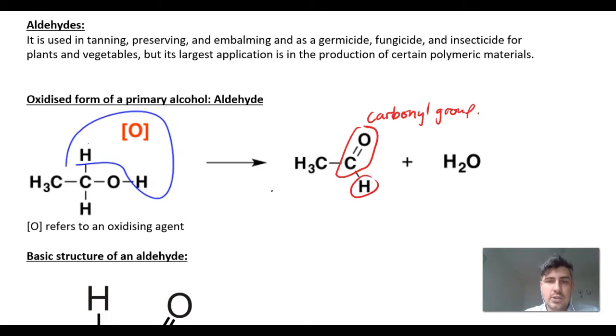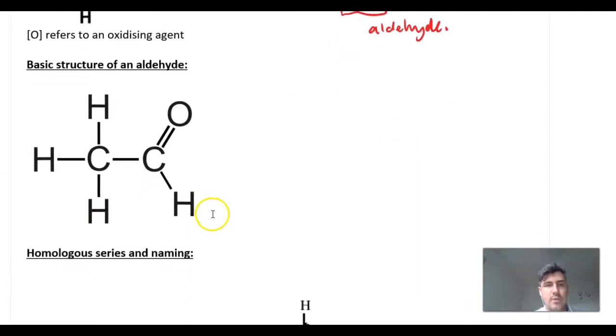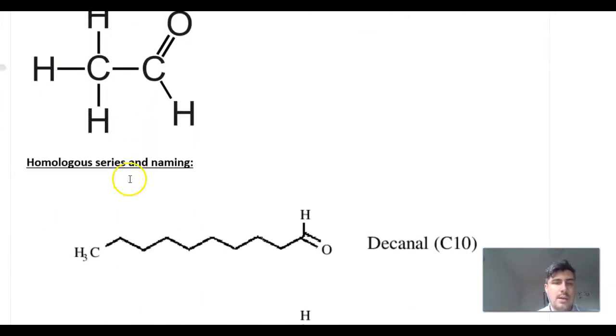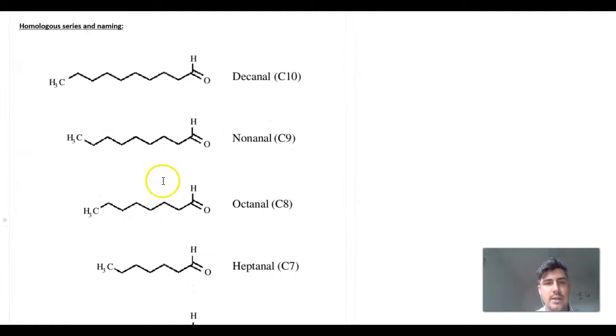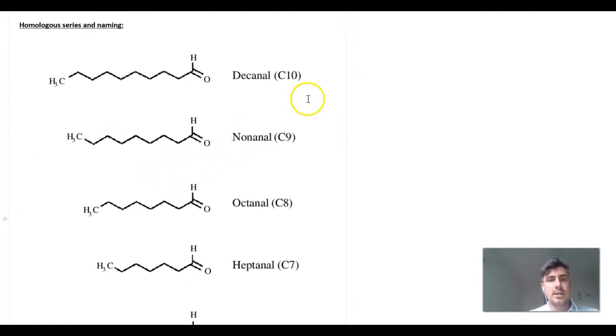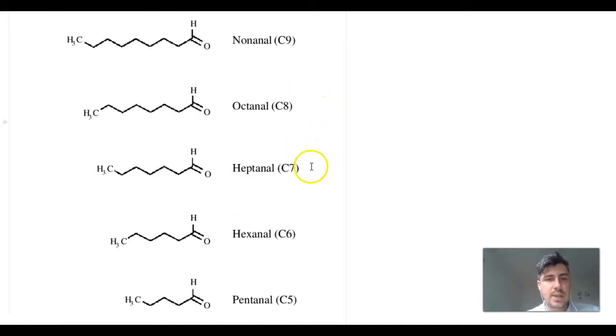And an H, okay? So that set of 3 there on the end of a chain shows that it's an aldehyde. Now the naming of this is pretty straightforward. So the structure is always like this. You've got a chain followed by a C double bond O, and the homologous series, the series of aldehydes with their names, is like this. So decanal, nonanal, octanal, heptanal, etc.